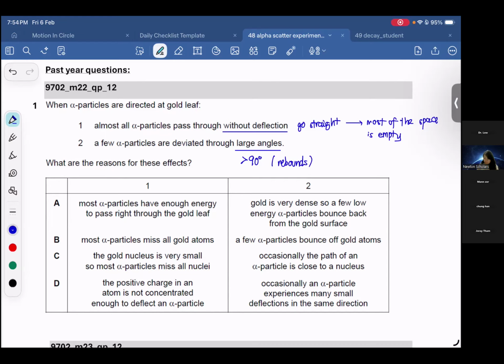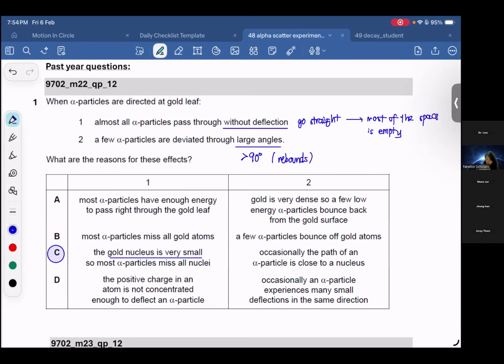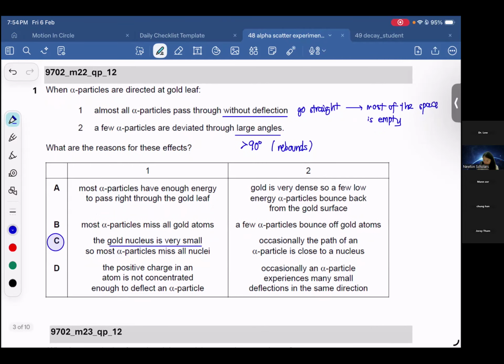Okay. Then Chonghan answered correctly. So boys and girls, your answer for this question should be C. Why go straight? Because the nucleus is very small, so the alpha particle misses the nucleus. Nuclei is the plural of nucleus. So at the center there, most of the alpha particles go straight without meeting the nucleus. Then for greater than 90 degrees, this one is hit and rebound. So the path of the alpha particle is very close to the nucleus, and then it hits and rebounds, deflecting back.